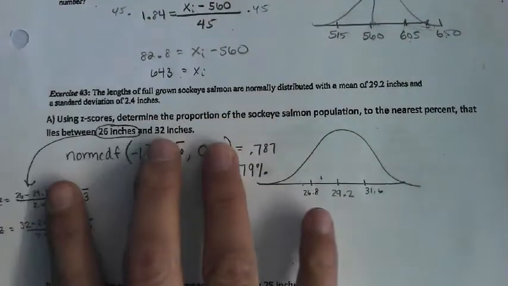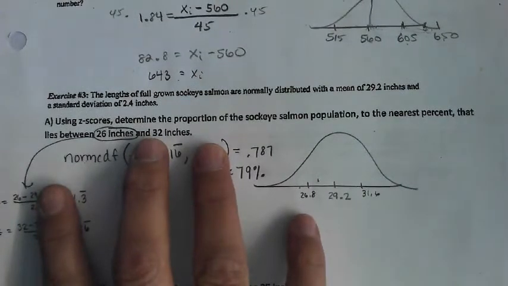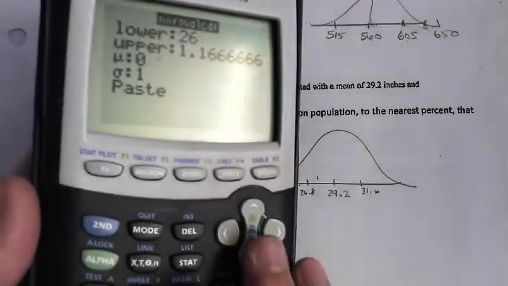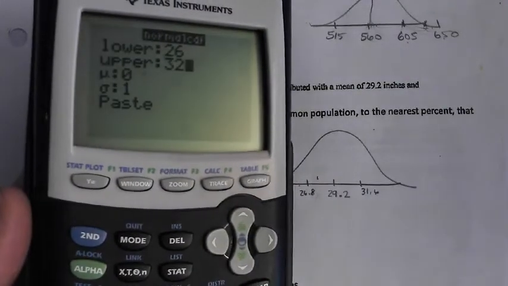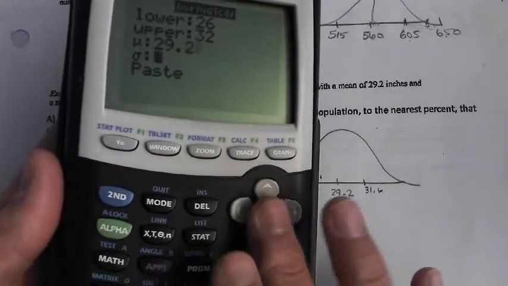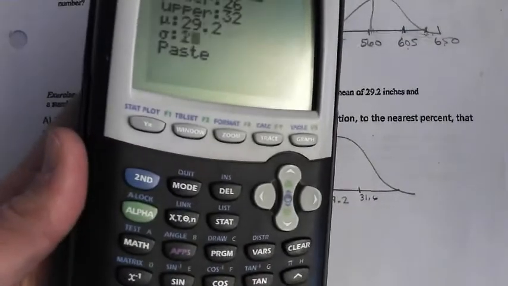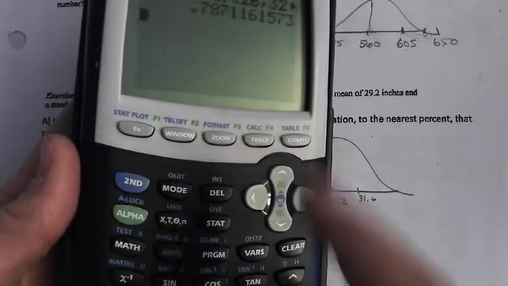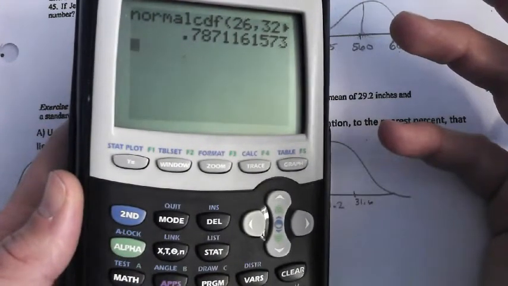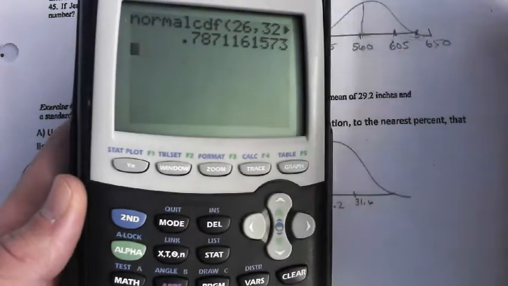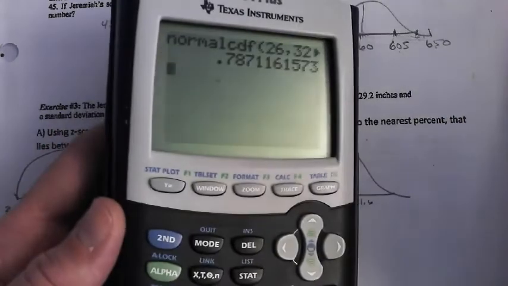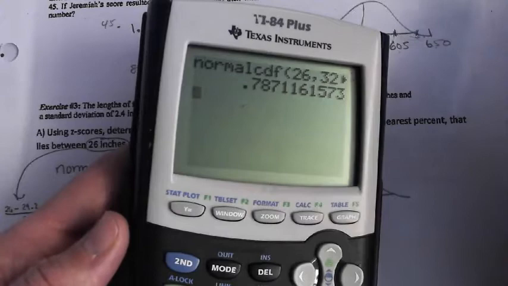All you have to do, so let's pretend this didn't say using z-scores, between 26 and 32, so your lower end would be 26, your higher end would be 32, your average was 29.2, and your standard deviation was 2.4. And it's going to give you the same answer. So why convert it if you don't have to? Okay? So there's definitely a need to understand z-scores, and that one z-score is one standard deviation above the mean and so on. But I honestly haven't seen too many places where they forced it upon you.